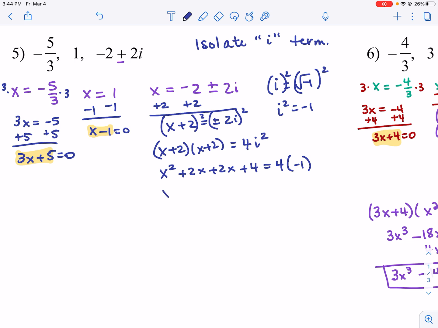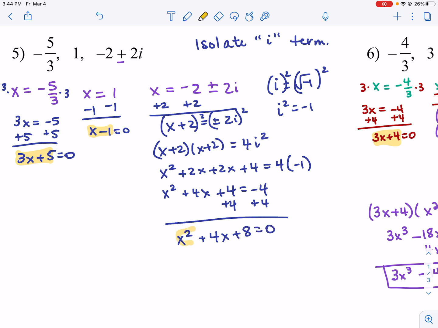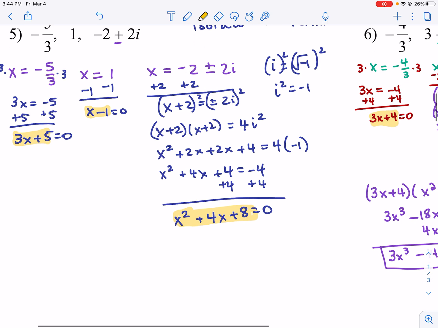From there, when we combine like terms, x squared plus 4x plus 4 equals -4. And remember, our last step is to get this to equal 0, so we add 4 to both sides. That's a lot of 4s, I know. And we're left with this quadratic. So here is our last thing that we're going to have to multiply. Before that, I think that we should multiply the two linears together.